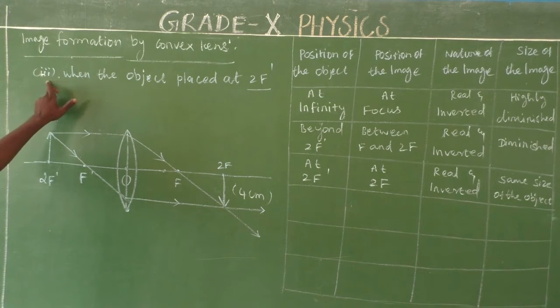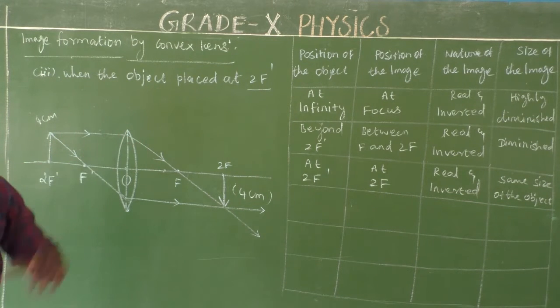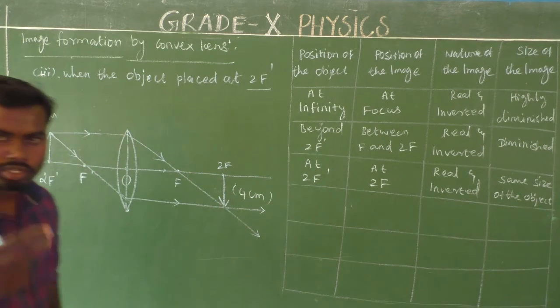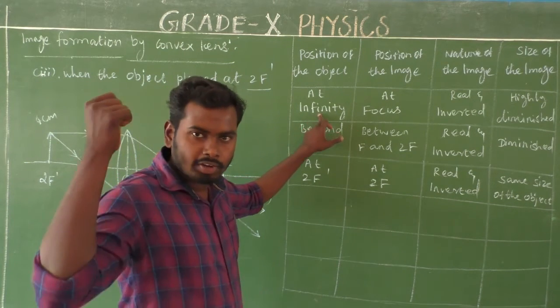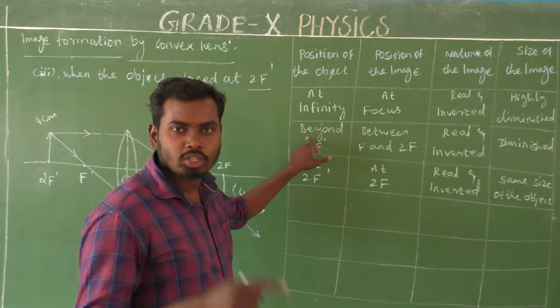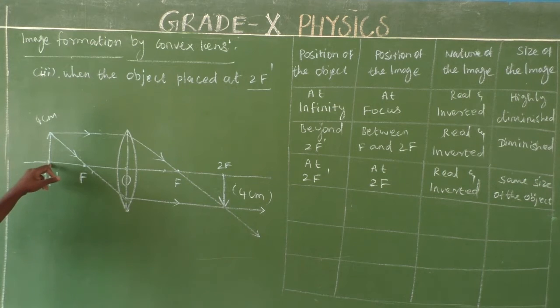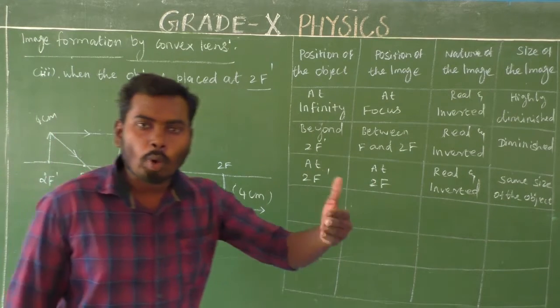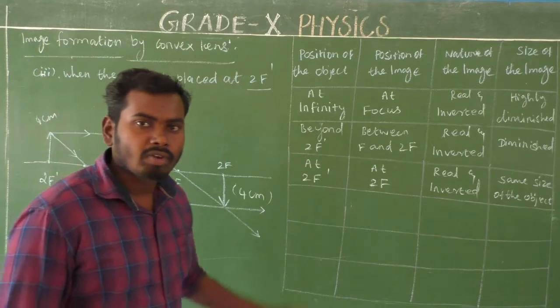So the third one: when the object is placed at 2F', where will the image be formed? Already we have seen two places. First we place the object at infinity, second we place the object beyond 2F', and third we place the object at 2F'. Already we know what 2F' is, which means twice the convex lens focal length.